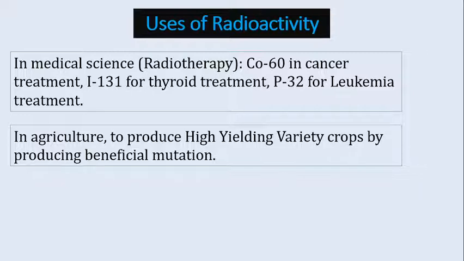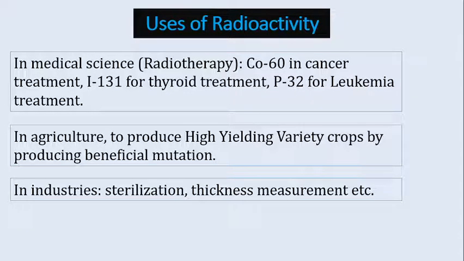So in agriculture, we use radioactive isotopes to apply radiotherapy over different crop plants to produce beneficial mutation and to produce beneficial characteristics on them. And in industries, we use radiation for sterilization purposes. For example, cobalt 60 is used to produce radioactive rays to sterilize different surgical instruments. And in industry, it also has many uses, for example in thickness measurement, etc., or leakage detection.